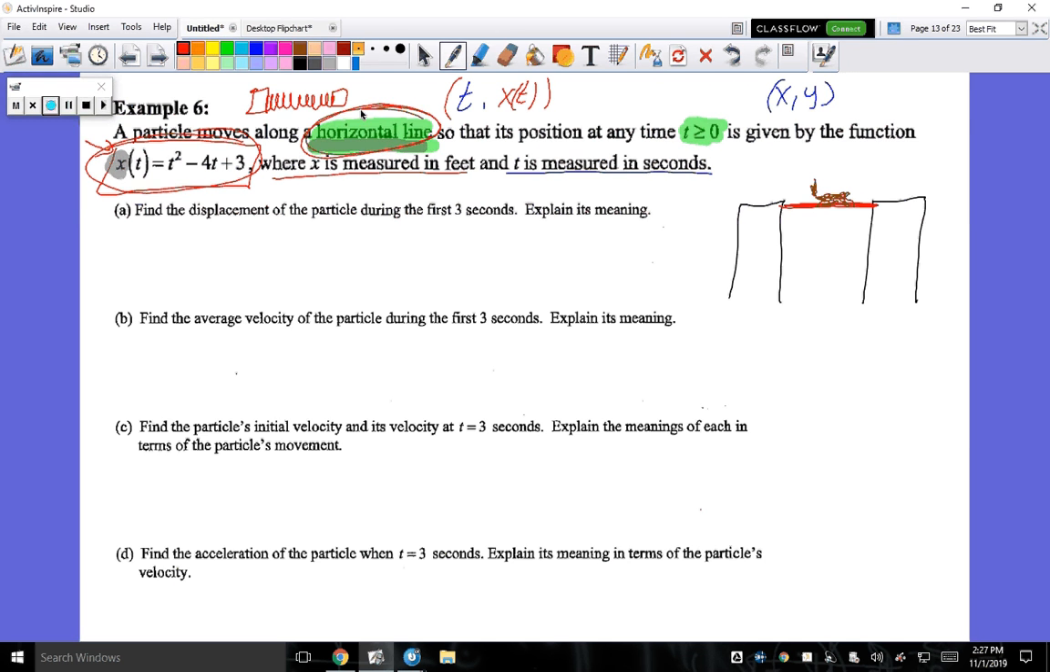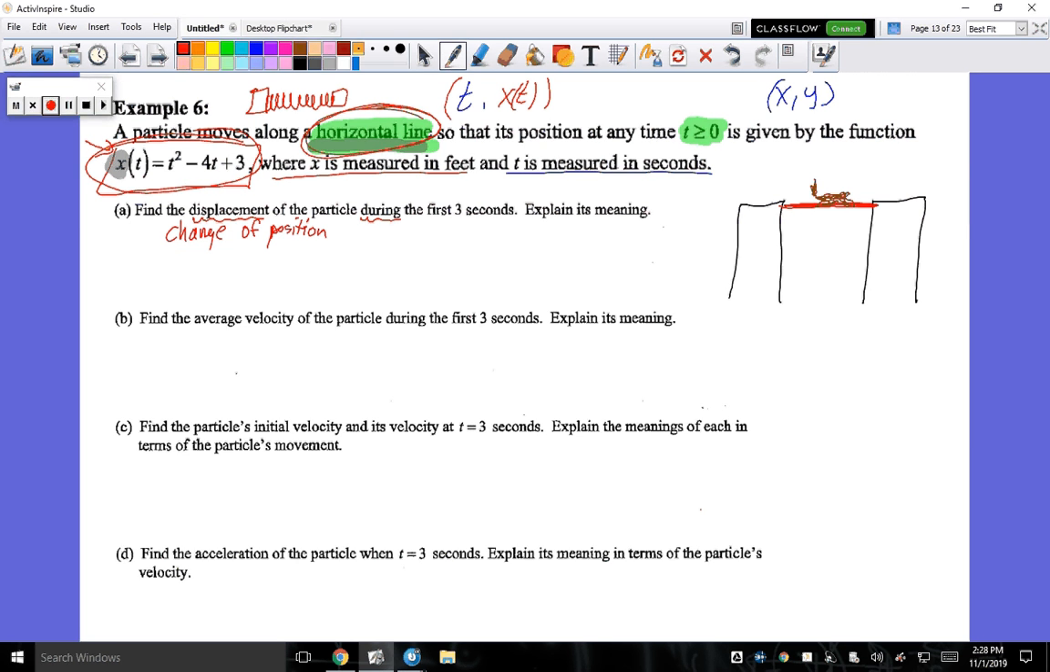Okay, here we go. Find the displacement, very, very important word, of the particle during the first 3 seconds. And then explain its meaning. Displacement. Some of you have heard that in physics. There are 3 words that describe displacement perfectly. What are the 3 words? Change in position. Write that down if you don't already know that, please. Change of position. So the change of position is displacement.